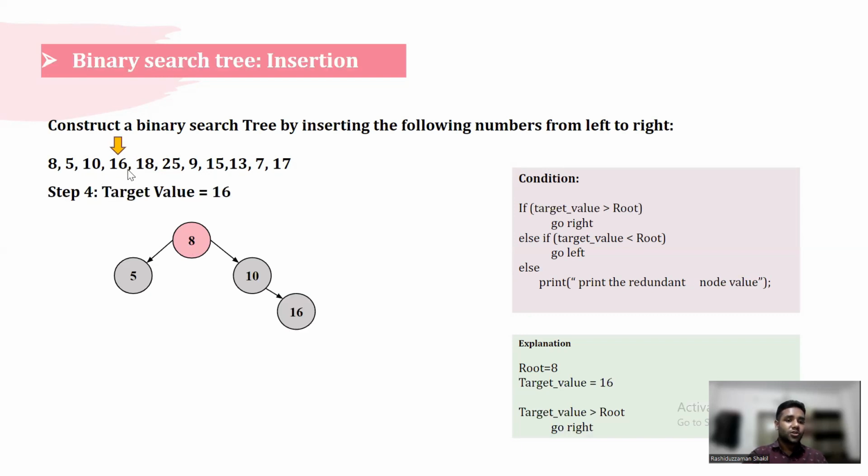Now my target value is 16, and my root value is 8. If I check the condition, 16 is greater than 8, so it will be positioned on the right side. That is already positioned on the right side of the root node 8. But when we insert 16, we see that there is already a node, 10, and now 10 will be the parent node of 16.